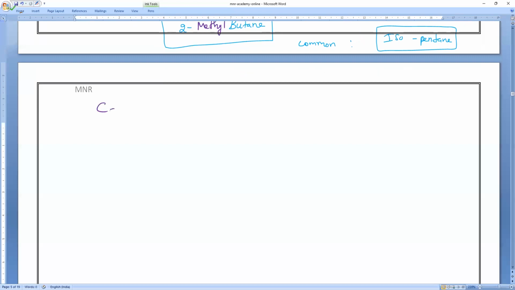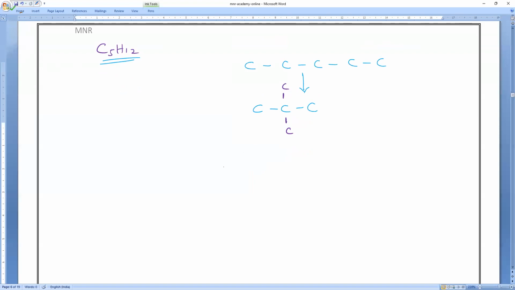Same C5H12. As I said, in a branched chain, what is the minimum number of carbons in the longest chain? Three. It should not be less than three. So instead of five carbons, I am taking three carbons as the main chain, and two carbons are attached. I said first and last you should not attach, so I will attach both to the middle carbon. Do you understand, everybody? So C and two branches are there.